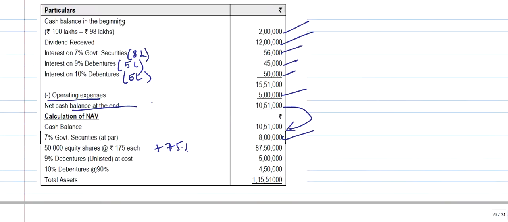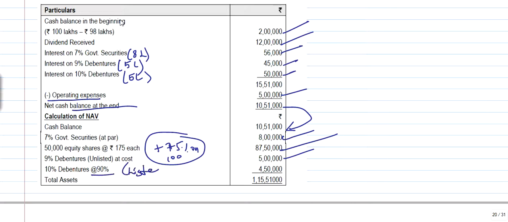So okay, 75% on 100 rupees. So 100 plus 75, 175 into 50,000 equity shares. So for the 9%, there are no changes here because it is listed. 90%, 5 lakh into 90%, you will get the asset.